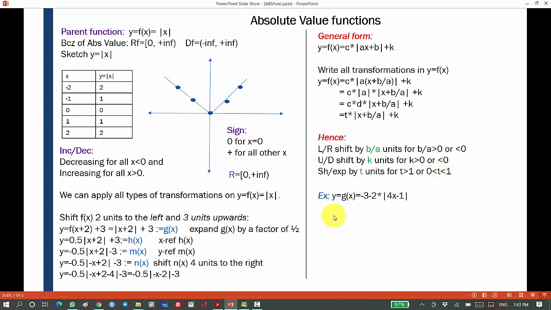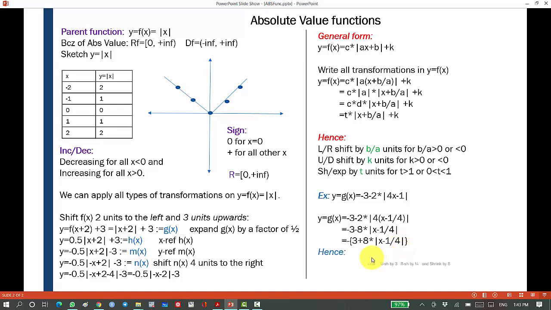For instance, consider y is equal to g of x equals 3 minus 2 times the absolute value of 4x minus 1. What we do is first we take 4 as a common factor. We get the absolute value of 4 times x minus 1 over 4. Then we take the absolute value of 4 outside, and that is 4 times minus 2, which is minus 8, times the absolute value of x minus 1 over 4. Then we take minus 1 outside as a common factor. We get 3 plus 8 times the absolute value of x minus 1 over 4, with a minus sign.